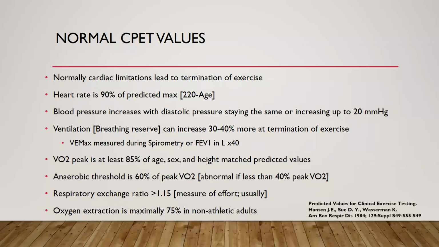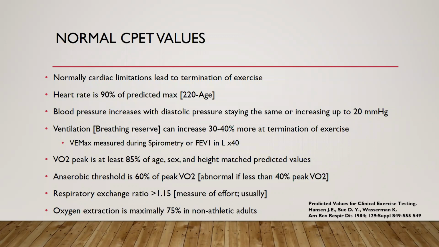So let's talk a little about the normals. As I referred to before, normal people when they exercise, it's a cardiac limitation. Either they reach a limitation of their heart rate, their stroke volume, their oxygen extraction into the tissues. They're able to get to a certain peak level of VO2, and then they have to stop exercising. Okay, that's ideally what normally happens.